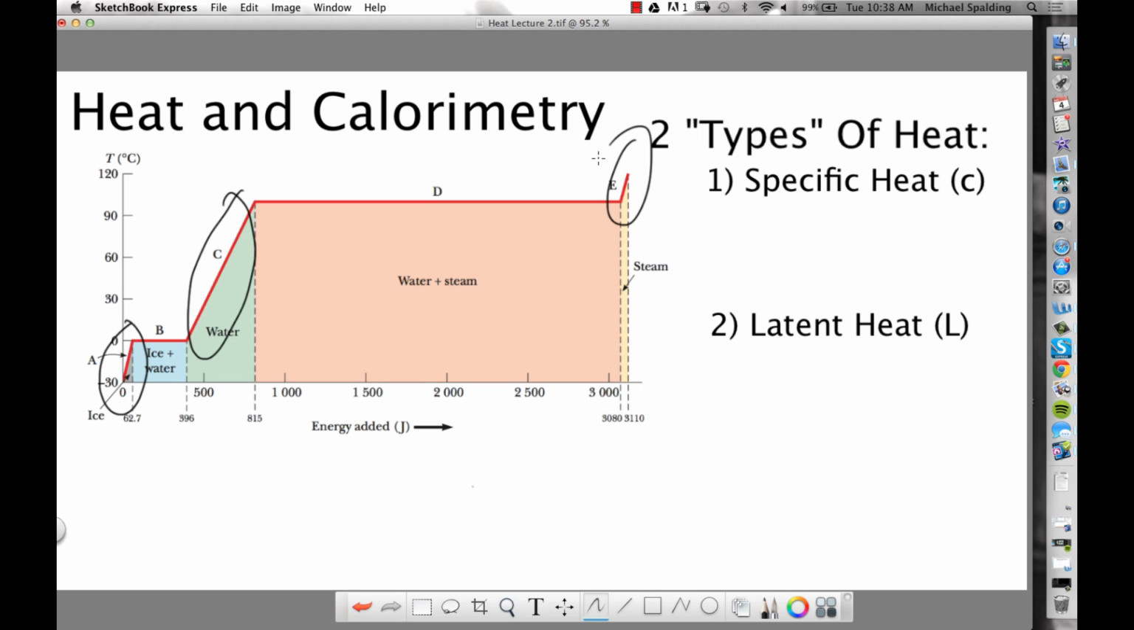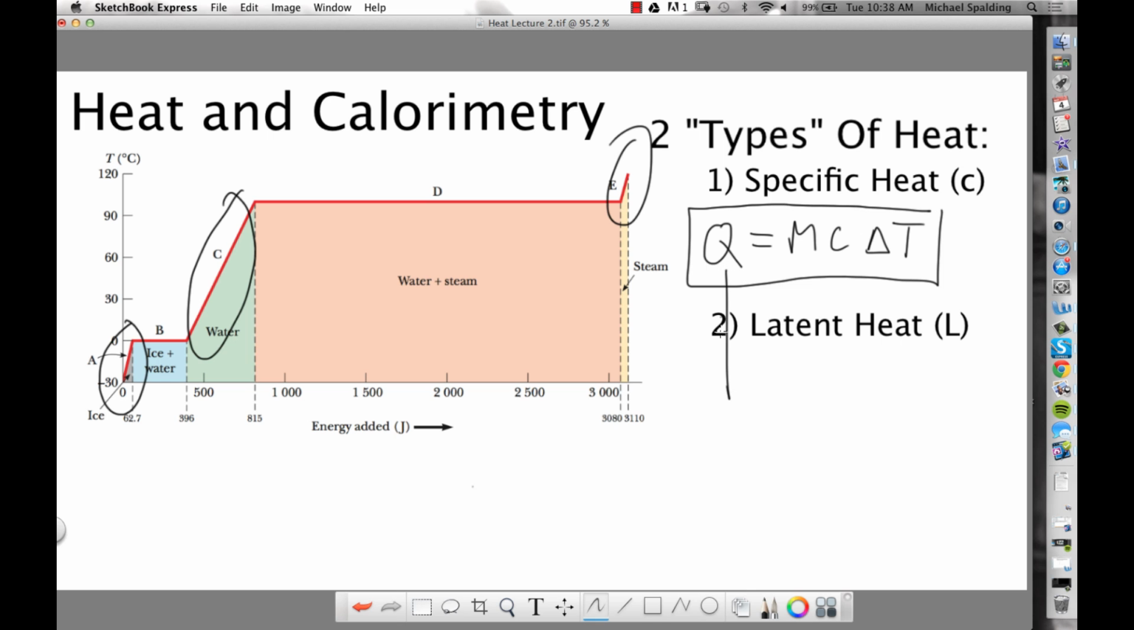Now what do those three regions have in common? Temperature is changing. When heat goes into the substance, the temperature changes. That type of heat, we refer to as specific heat. And the specific heat equation is Q equals MC delta T. That's a very important equation. Now, what is Q?